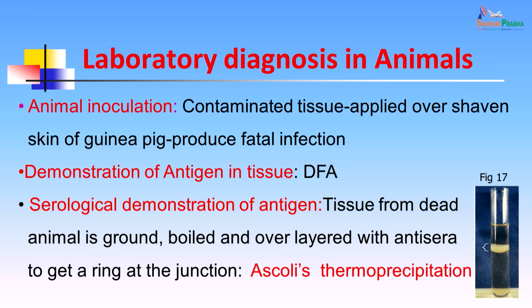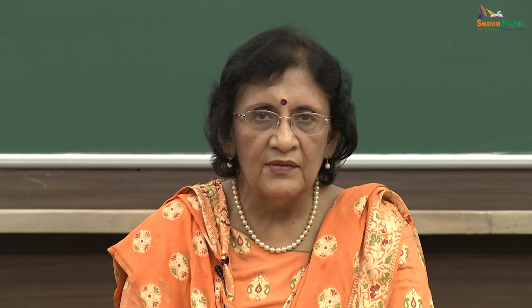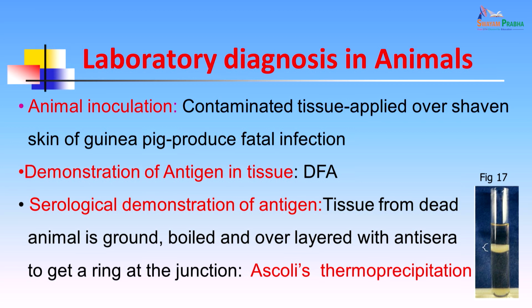smear of which we have already seen previously. This will confirm that the organism that we are dealing with is anthrax. Serological demonstration of the antigen can also be done in the dead tissue of the animal. The dead tissue of the animal is ground, boiled and overlaid with antisera to get a ring at the junction. This is known as the Ascoli's thermoprecipitation test.